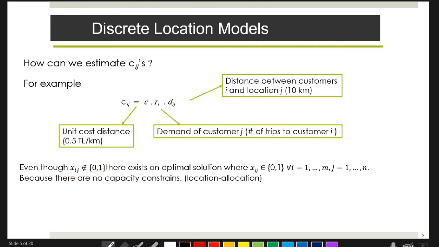We say that Xij is the proportion of demand and it is in our model between 0 and 1. It is not a binary decision variable. It doesn't necessarily need to be 0 or 1. It can be 0.2, 0.5, anything in our model. But still, when you solve that model, you can find an optimal solution in which these xij values are either 0 or 1. It doesn't take these 0.2, 0.5 and so on. This is a property of uncapacitated facility location models.